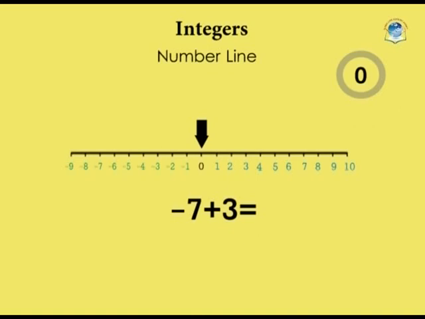On the number line, 7 steps towards the left. 1, 2, 3, 4, 5, 6, 7. And then 3 steps towards the right. 1, 2, and 3. And so we have minus 4.